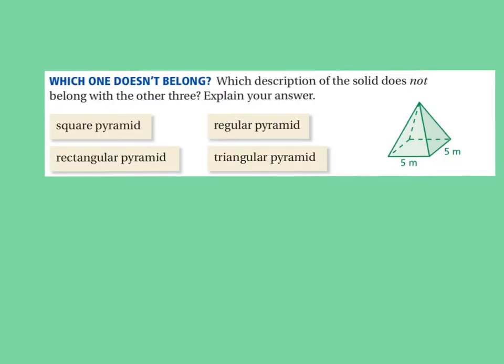All right. One final problem, which one doesn't belong? Which description of the solid does not belong with the other 3? Explain your answer. So we have a pyramid over here. Definitely is a square pyramid because we can see it's a 5 by 5. It can also be called a rectangular pyramid because a square is also a rectangle. It fits the description of a rectangle. So that one is okay.